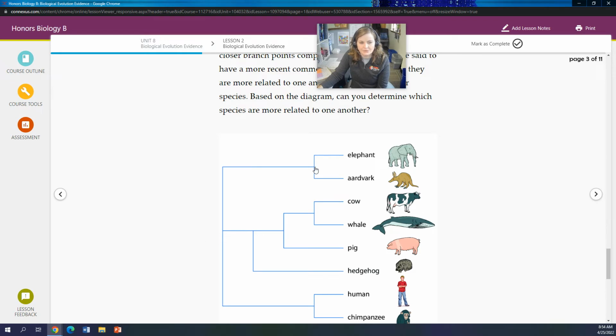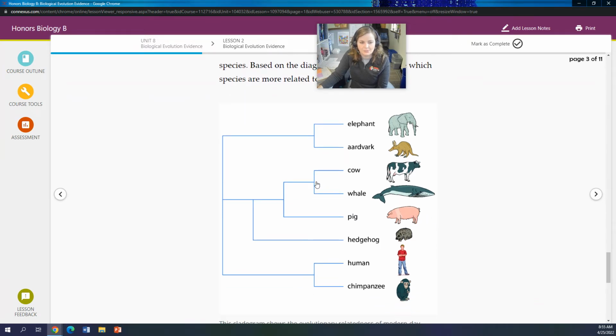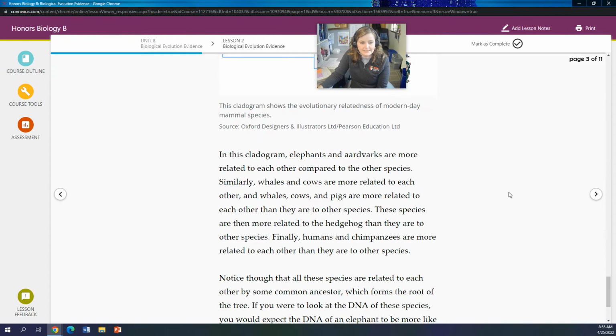Every place you see a little node here, that's a common ancestor. So this is when they shared a common ancestor. Cows and whales shared a common ancestor here, but they didn't share a common ancestor with a pig. Here, they shared it with a pig back here. So cows and whales are more closely related than cows are to pigs, according to this cladogram. Does that make sense? Because the branch point or the node here is closer to the picture, that means more closely related or more recent in time.